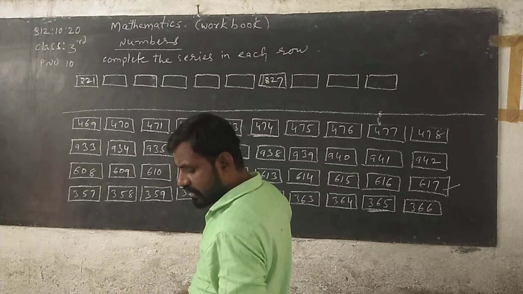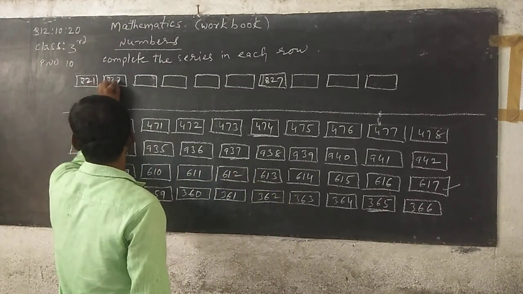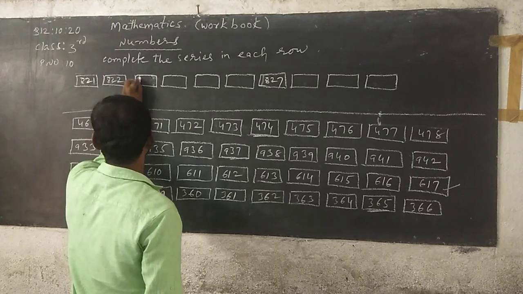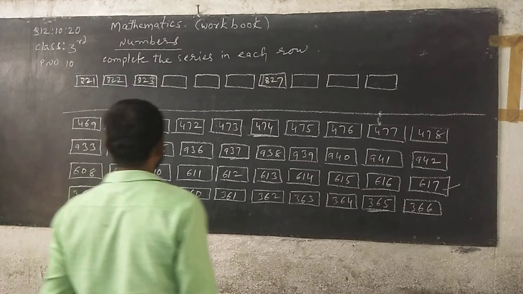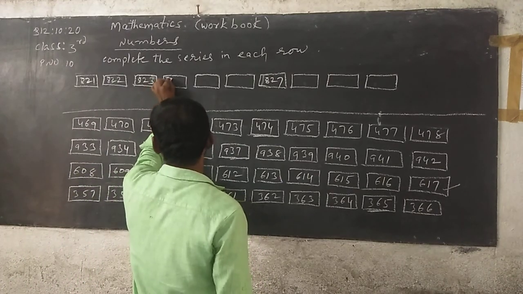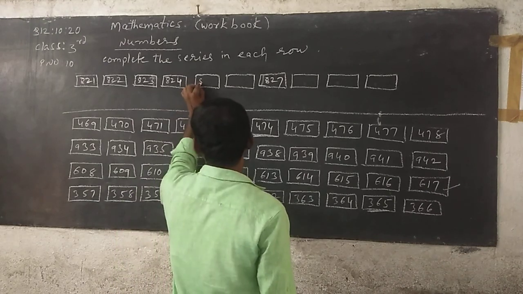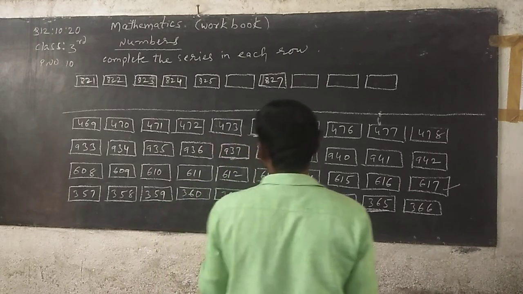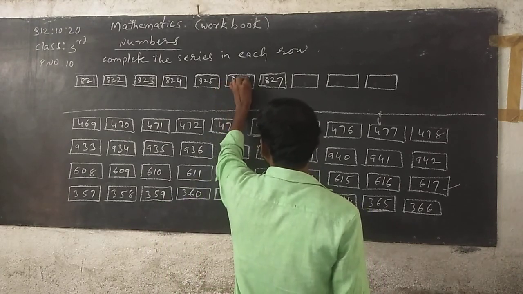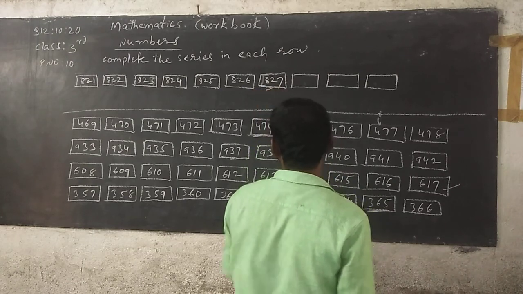821, after that 822. 822, after that 823. 823, after that 824. 824, after that 825. 825, after that 826. 826, after that 827, already given in the box.